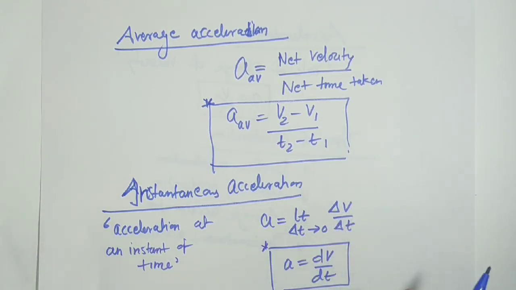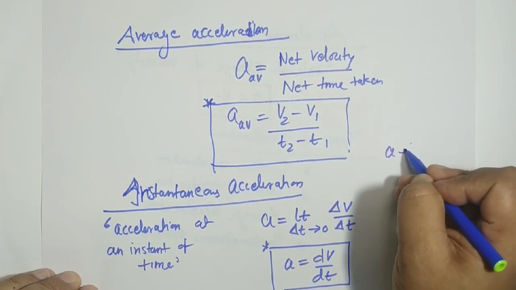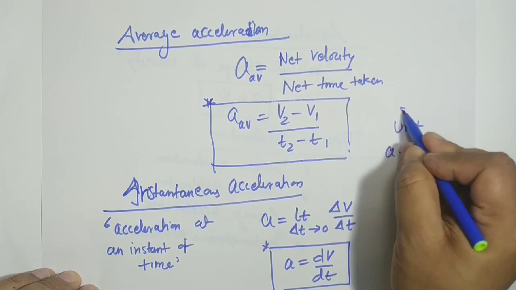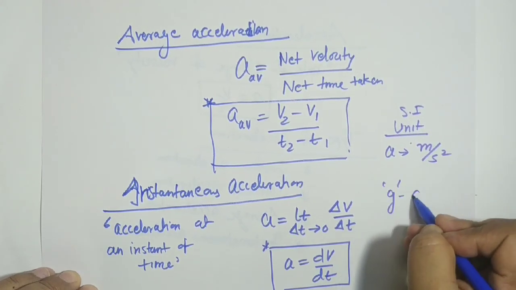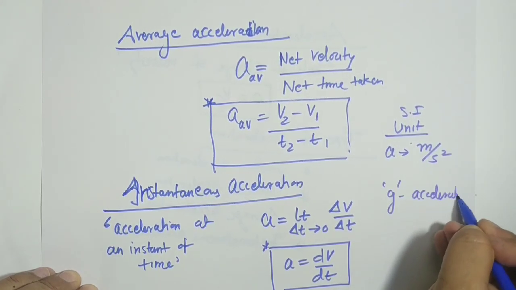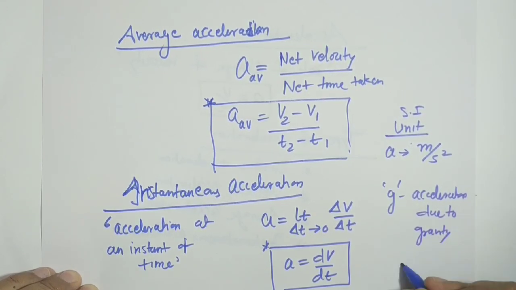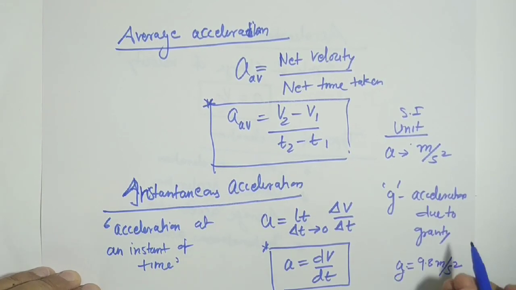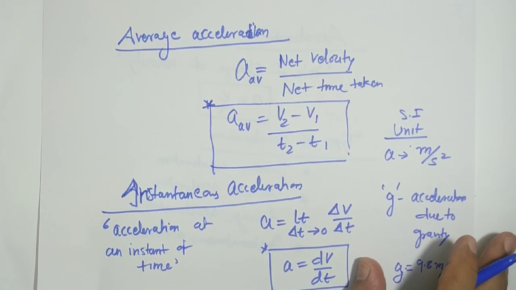So average acceleration, instantaneous acceleration. Acceleration is generally what? Unit. You know that the SI unit is meter per second square. We have g, acceleration due to gravity. I think all of you know the value of g is 9.8 meter per second square. We'll go further on the numericals on these things, but these are the quantities related with acceleration.